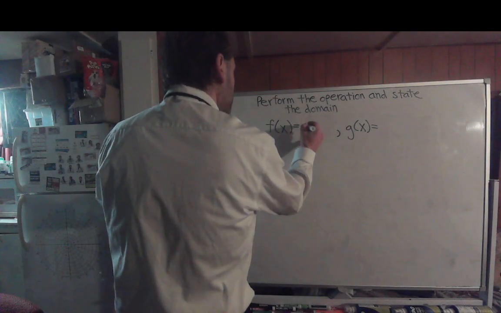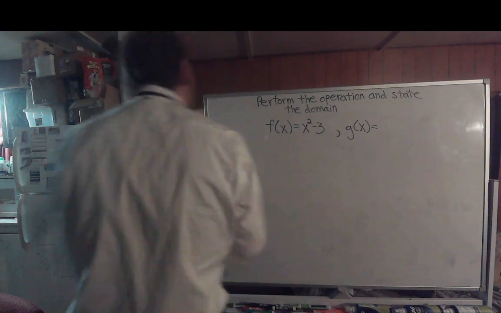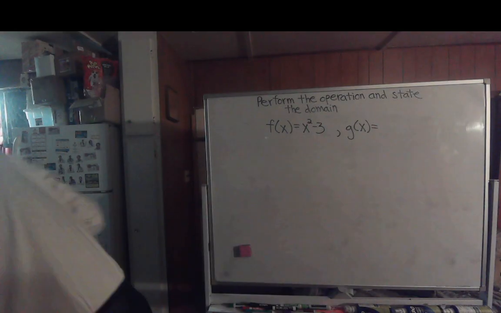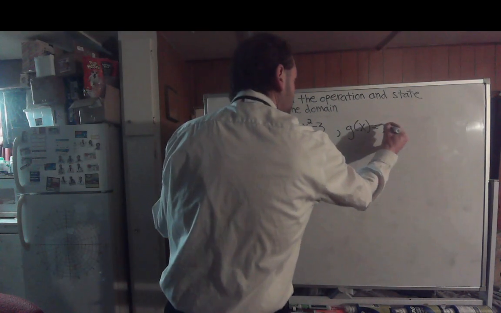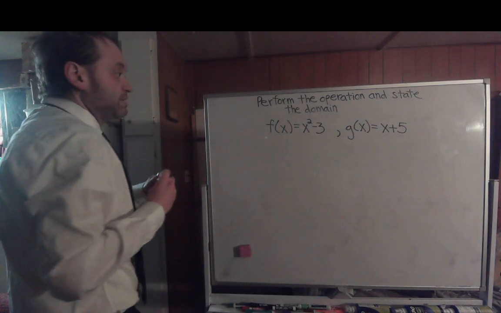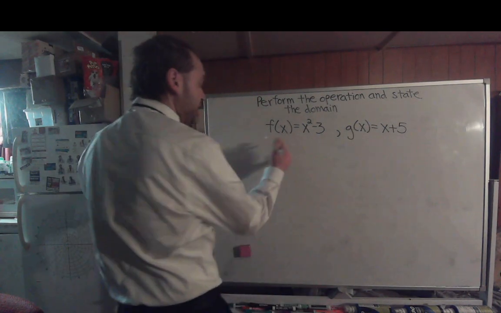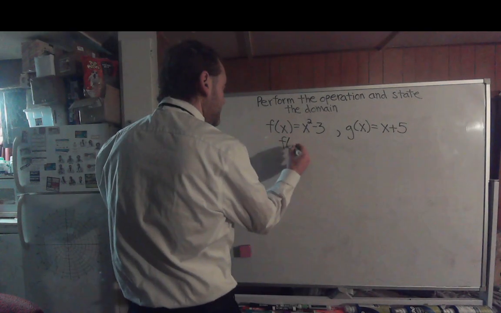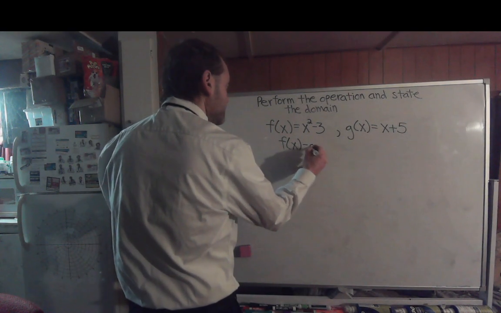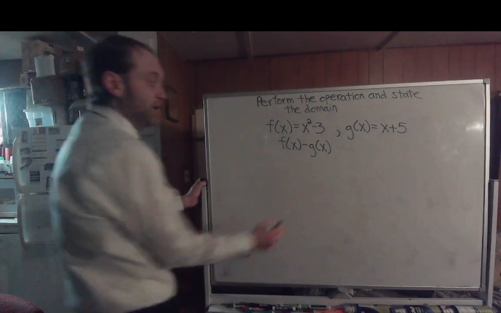Let's see, f of x equals x squared minus 3. G of x equals x plus 5. They want us to once again find f of x minus g of x. So we will find f of x minus g of x.